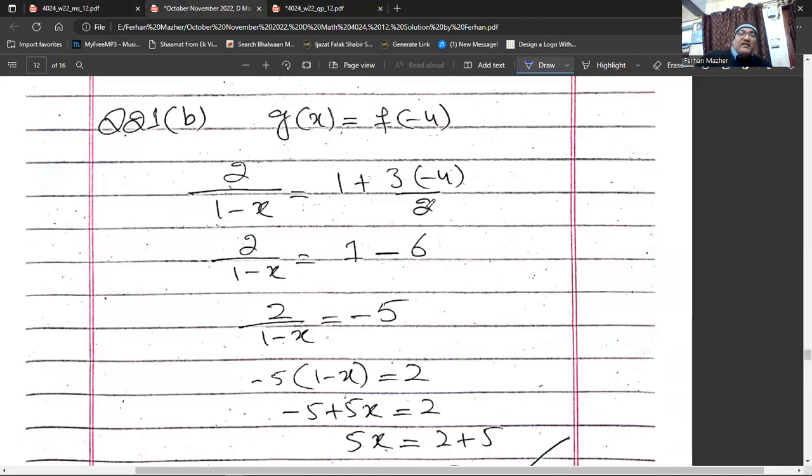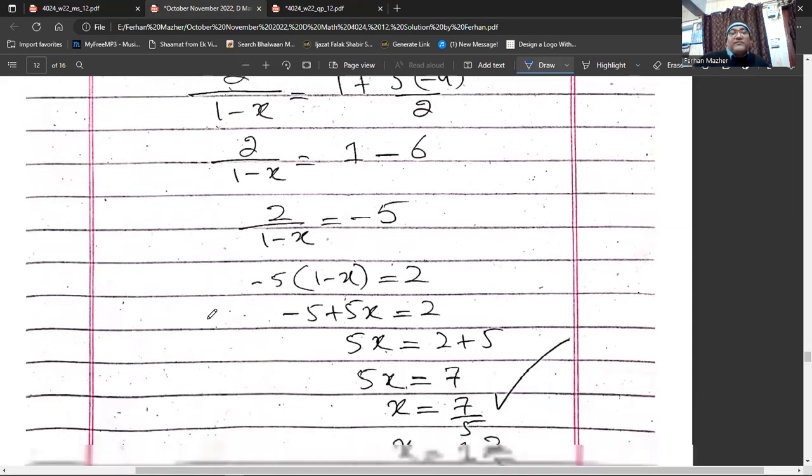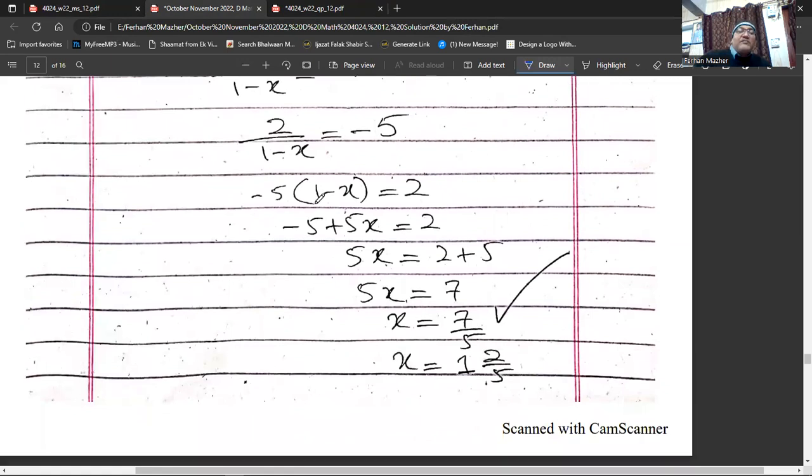2 is only here. Okay, so it will be 2 divided by 1 minus x equals, it will be 1, it will be minus 6. Okay, 1 minus 6 is minus 5. So 2 divided by 1 minus x equals minus 5. So cross multiply. So you will have minus 5 bracket 1 minus x bracket close equals 2. So it will be minus 5 plus 5x equals 2.